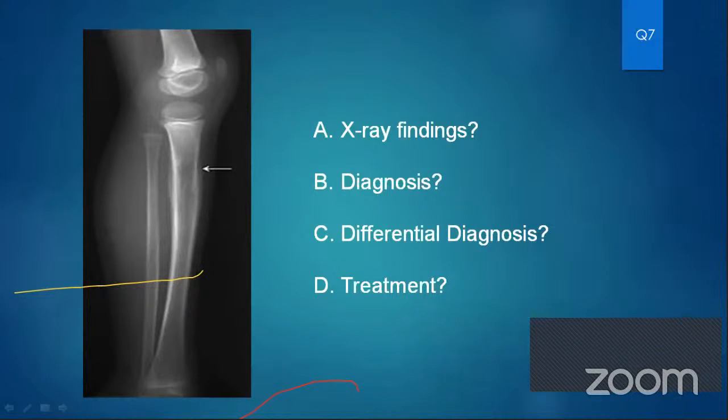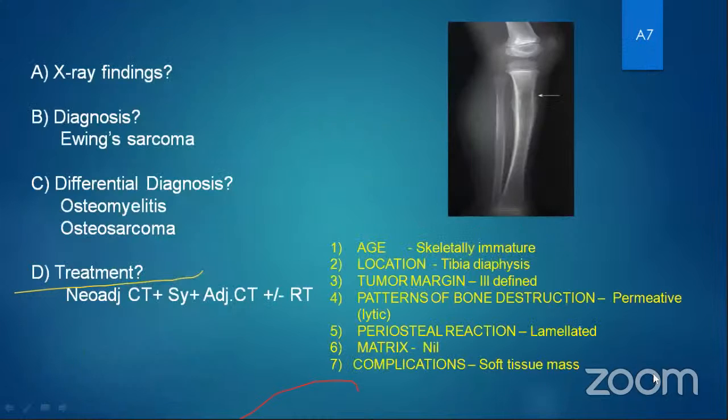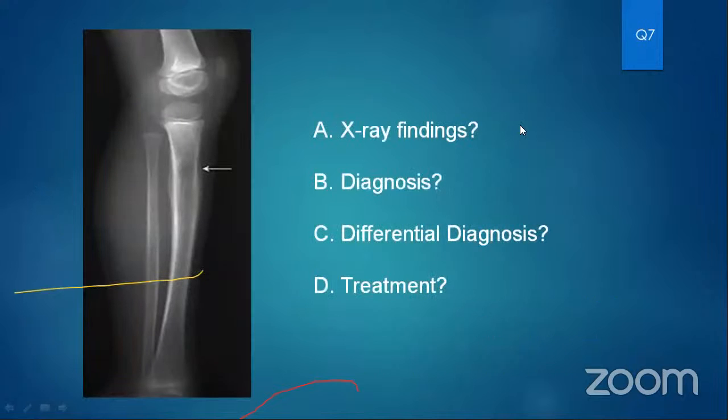Sir, X-ray shows lesion over the diaphysis of tibia. It is immature skeleton, and the margins are ill-defined. Periosteal reaction is of lamellar type.